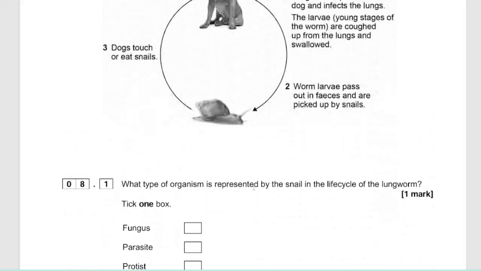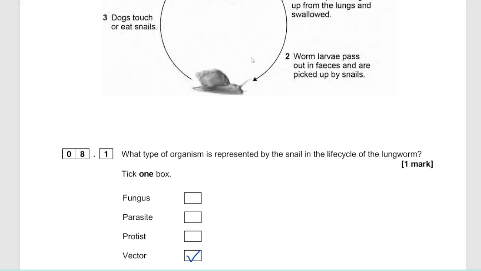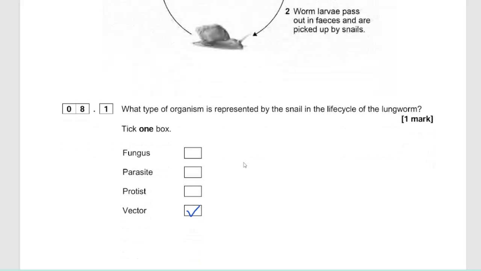What type of organism is represented by the snail in the life cycle of the worm? Now, it's not a fungus, because obviously a fungus isn't a snail. It is a vector, because the vector is the thing that is carrying the parasite and helping it pass on, like how mosquitoes are vectors for malaria. The snail takes on the same role for the lungworm. Now, if it was asking what was the lungworm, it would be the parasite. I've had a couple of students get that confused before, not read the question carefully, and instantly tick off parasite, which is wrong.